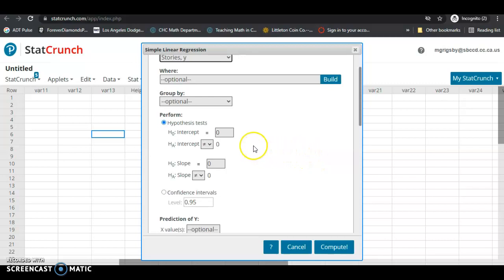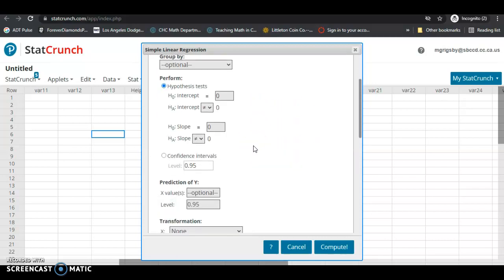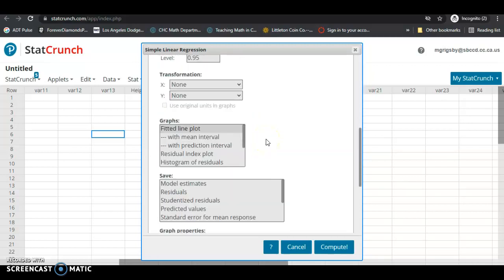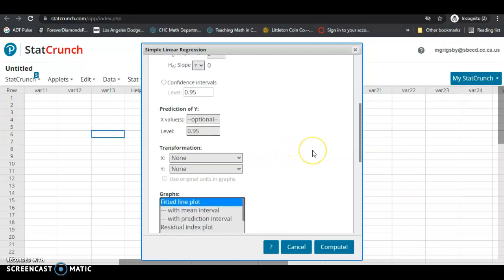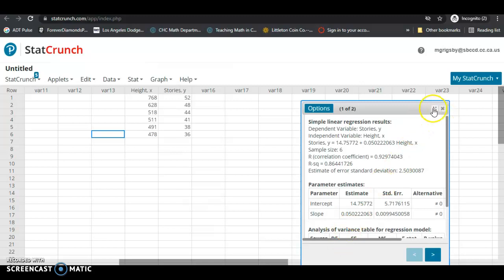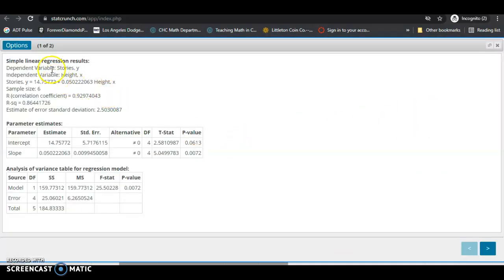And we can do a hypothesis test, but I'm choosing not to. We want the fitted line plots. So let's go ahead and click compute. So it's going to give us all this information. The dependent variable is y, the number of stories in the building, and the independent variable is x, which is its height. Then below that, it gives you the equation of your regression line, along with a bunch of other information which we're not going to really worry about.